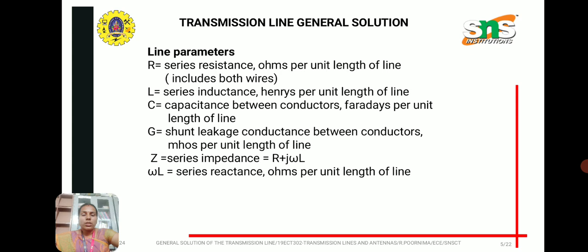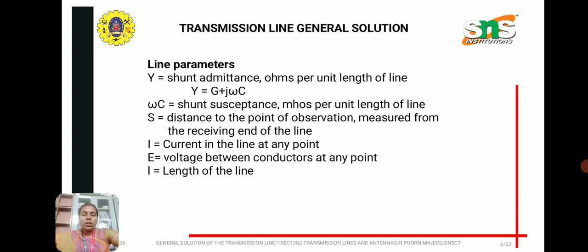First of all, we can revise the parameters. In the previous lecture, we have seen the transmission line parameters R, L, C and G, where R is the series resistance, L is the series inductance, C is the capacitance between the conductors, and G is the leakage conductance. Other parameters are Z, the series impedance, where Z equals R plus j omega L, and omega L is the series reactance. And Y is the shunt admittance, where Y equals G plus j omega C, and omega C is the shunt susceptance.